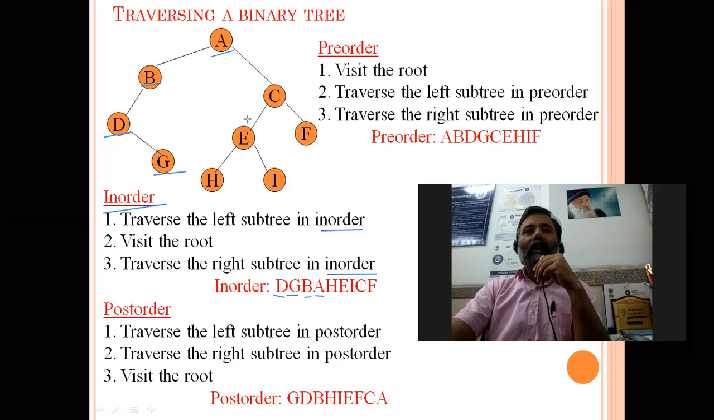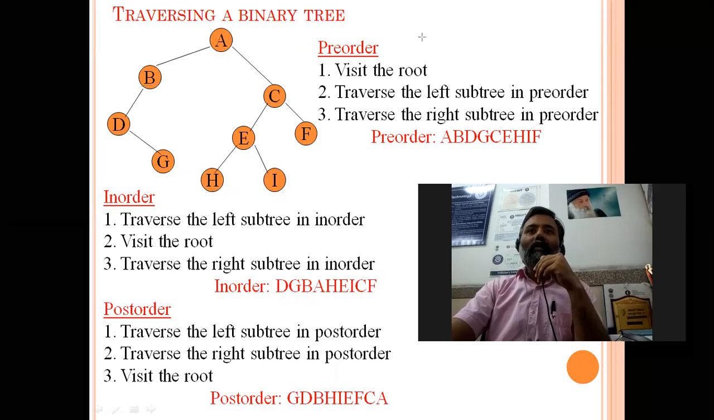Again, left subtree first, and now in this left subtree, its left subtree first. So H will come first, then its root E, and then I. So this E and I, this left subtree has been finished. Now root node C, and then this right one F. So this is the in-order traversing of this tree.